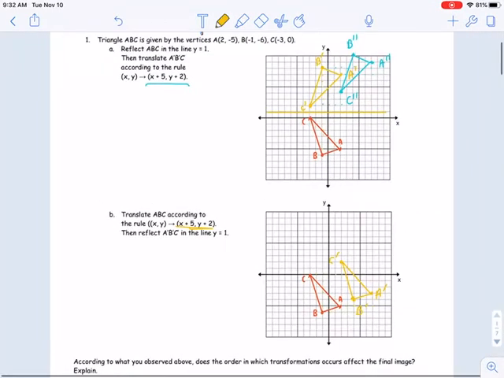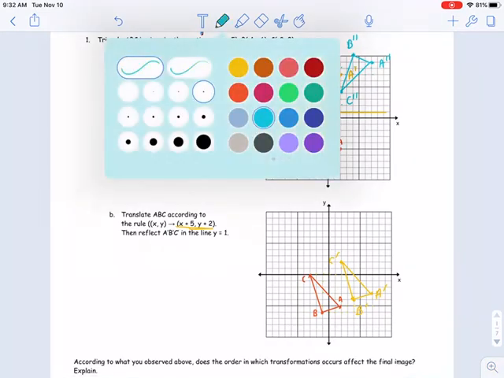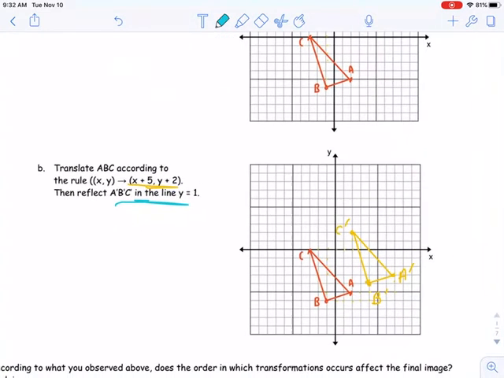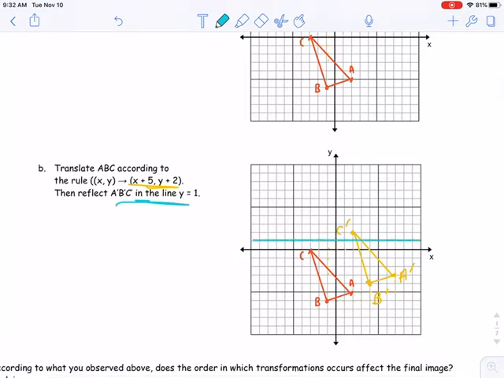Okay, and now let's reflect this over y = 1. C is going to be on the opposite side now, 1 above, 1 below. A is 1, 2, 3, 4. And then B is 1, 2, 3, 4, 5, 6. Wait, somehow I was off one space on that. That's a little embarrassing. There we go, right here. Third time's a charm. I made that saying up.